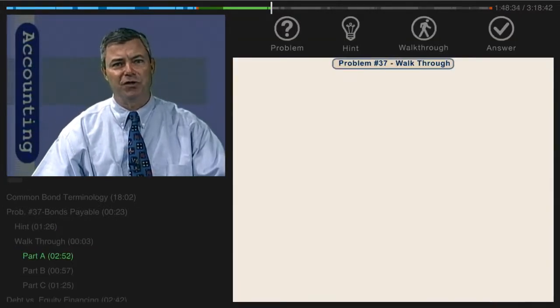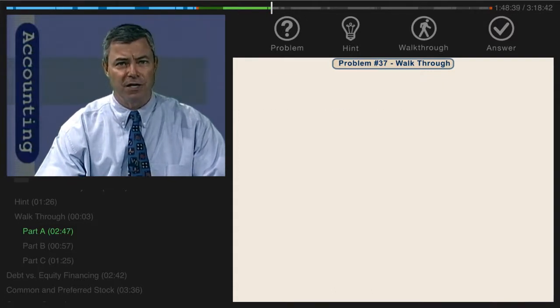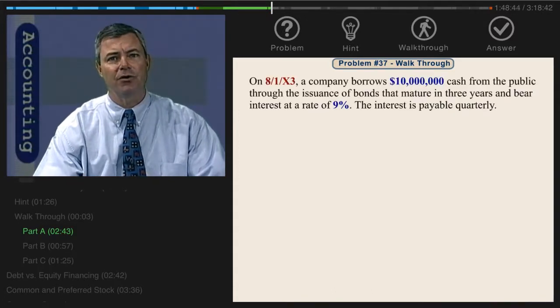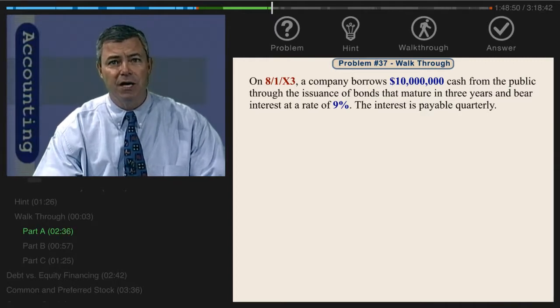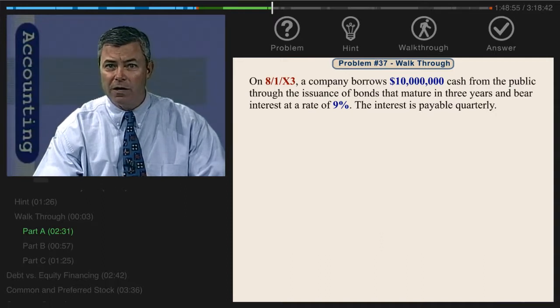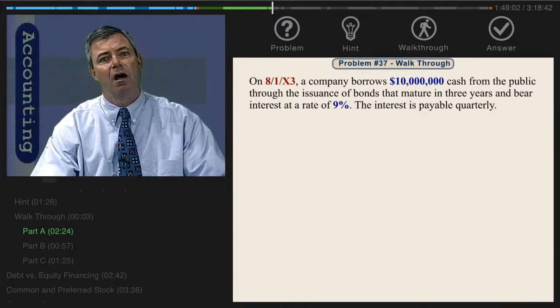Now let's review the solution to this problem. Remember that in this problem, on August the 1st, in the year X3, a company is borrowing $10 million of cash from the public through the issuance of bonds that mature in 3 years and bear interest at a rate of 9% annually. The interest is payable quarterly, so even though we calculate interest at 9% annually, we'll divide that into 4 parts because it's actually paid on a quarterly basis.